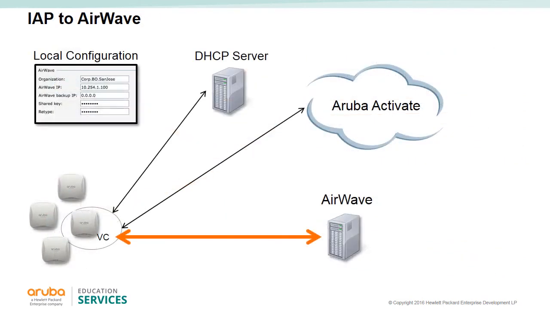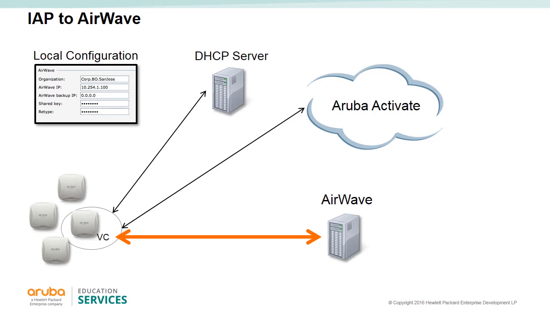To direct your IAP cluster to an Airwave server, you have three methods. Local: a local configuration is where the Airwave IP, key, and organization are configured. DHCP: the Aruba Instant Virtual Controller initiates a DHCP request with the DHCP option 60 string Aruba Instant. If the DHCP server is configured to recognize this option 60 string, it will return an option 43 string containing the organization, Airwave IP, and pre-shared key. This information will be used by the IAP to connect to the Airwave server.